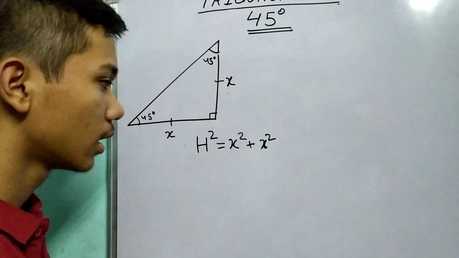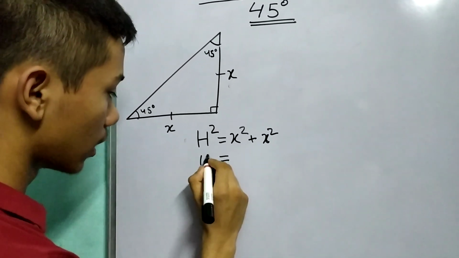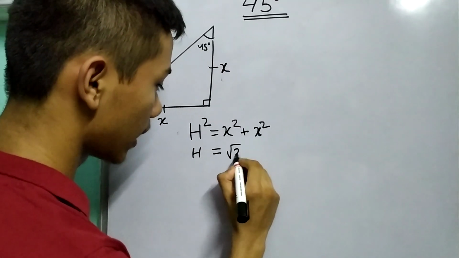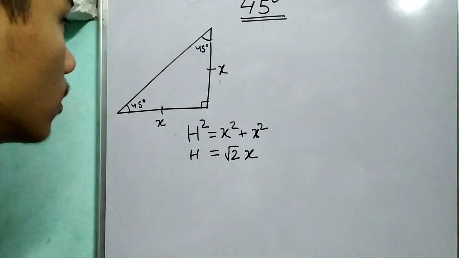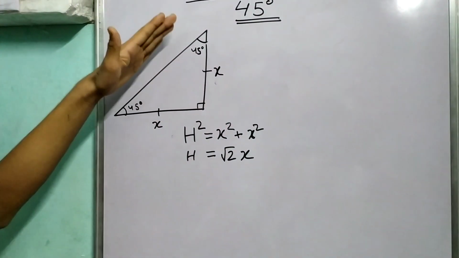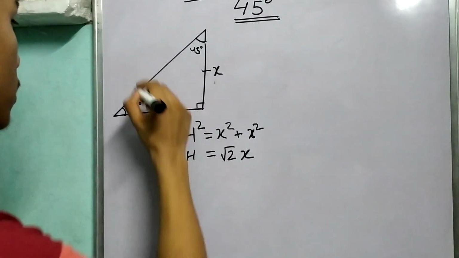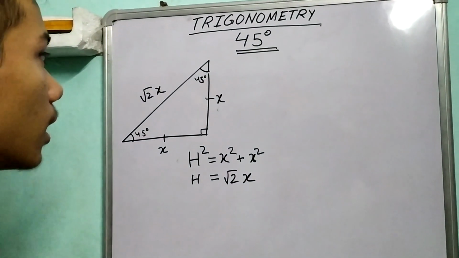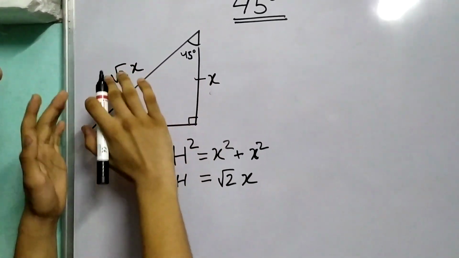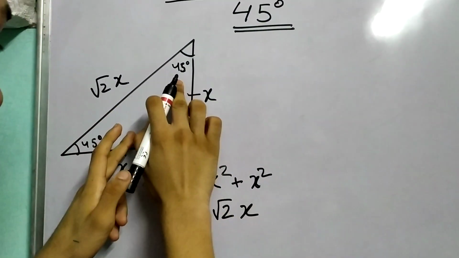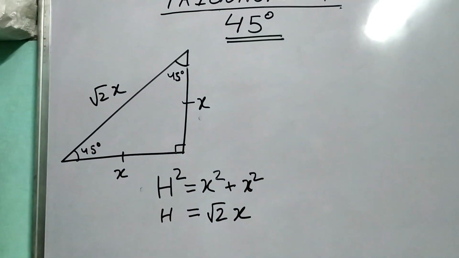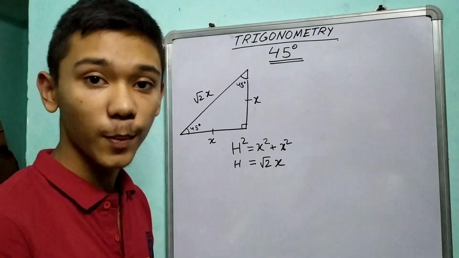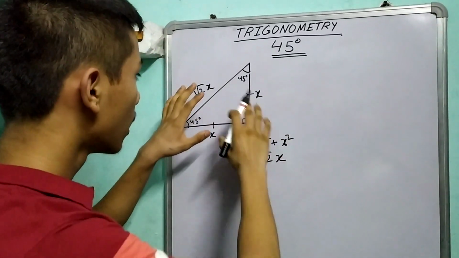Okay, now I'm not going to do the entire thing. You should be able to do this yourself. So you get it as root 2x. Okay, so now since we have got this as root 2x, we can write this as root 2x. Okay, now see, we have got everything we wanted. We know the angles, we know the sides, so we can easily figure out what are the values of our trigonometric ratios, all of them, right?